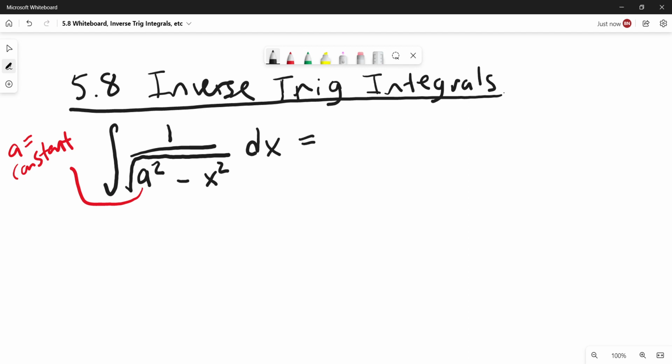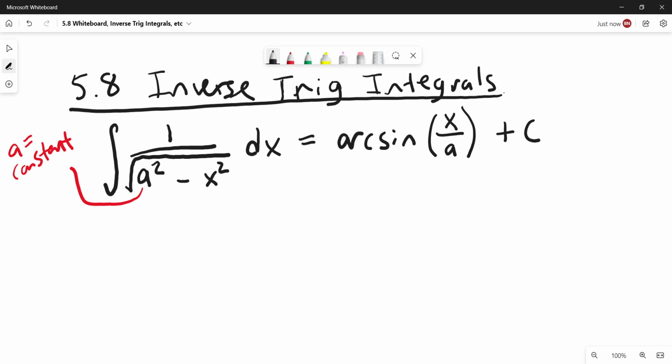This is arcsine. As I write this down, notice each of these. Arcsine is the only one, hopefully you're looking in the book, that does not have a 1 over a out in front of it. It's just arcsine, and again, I'm writing it in terms of x instead of u. x over a plus c.